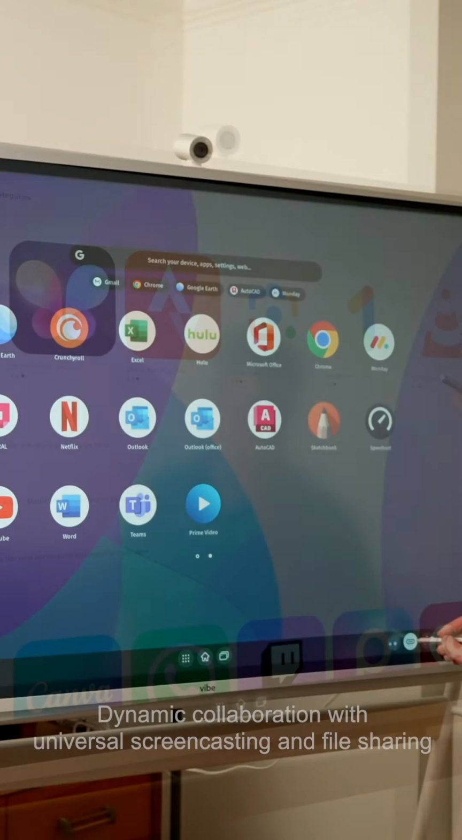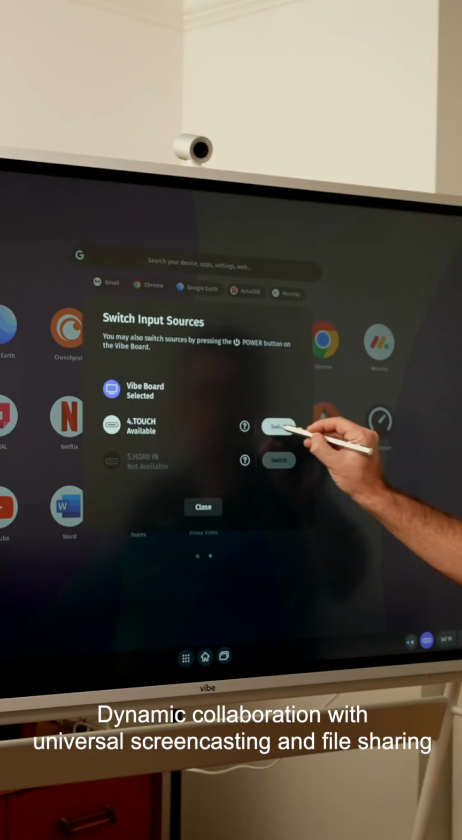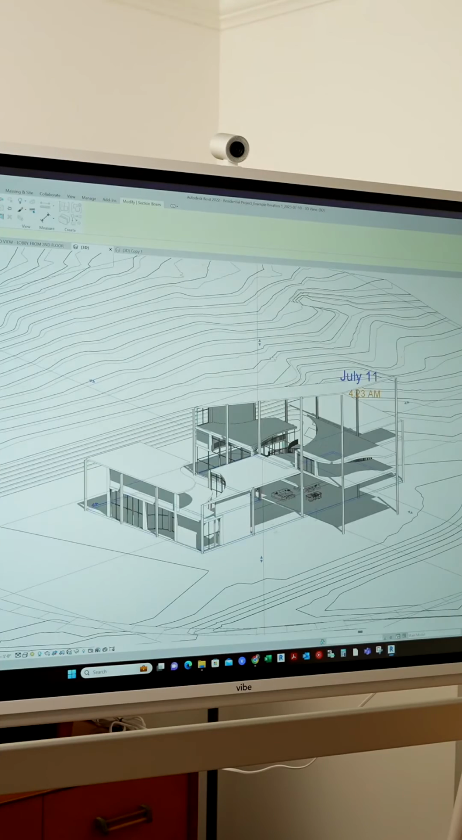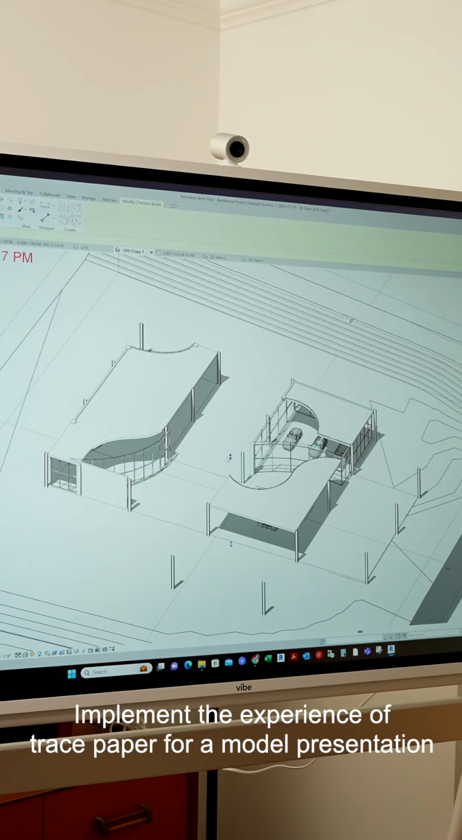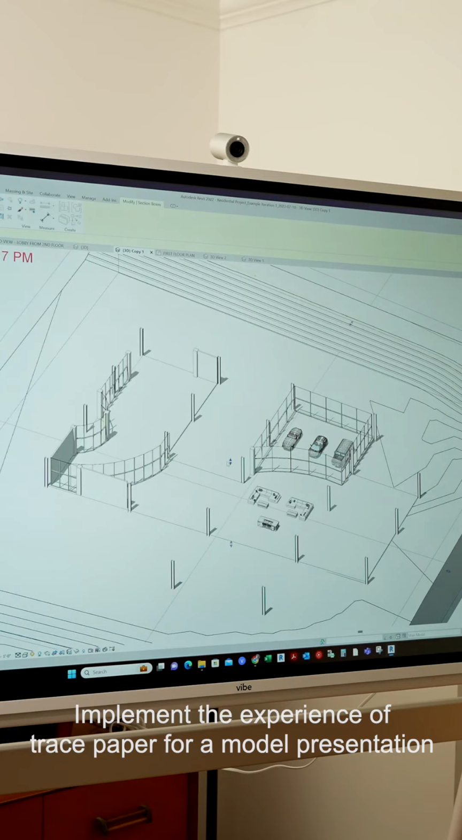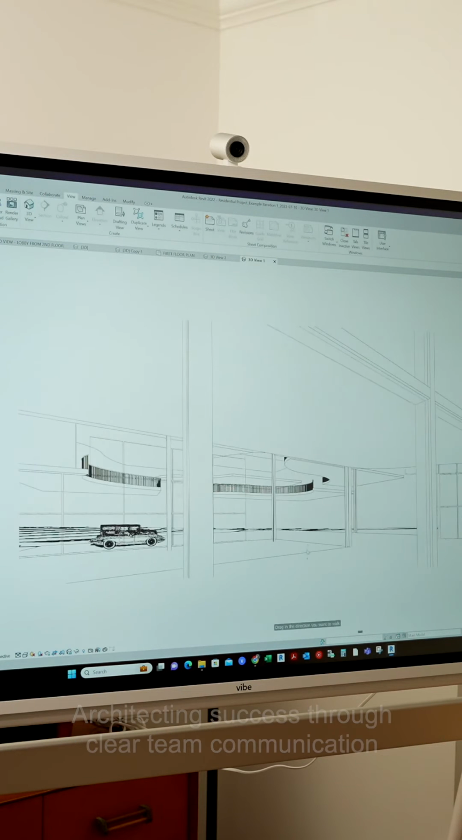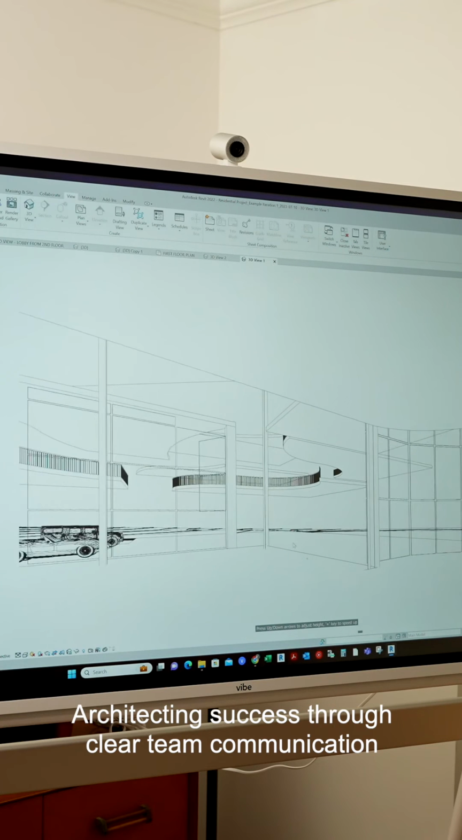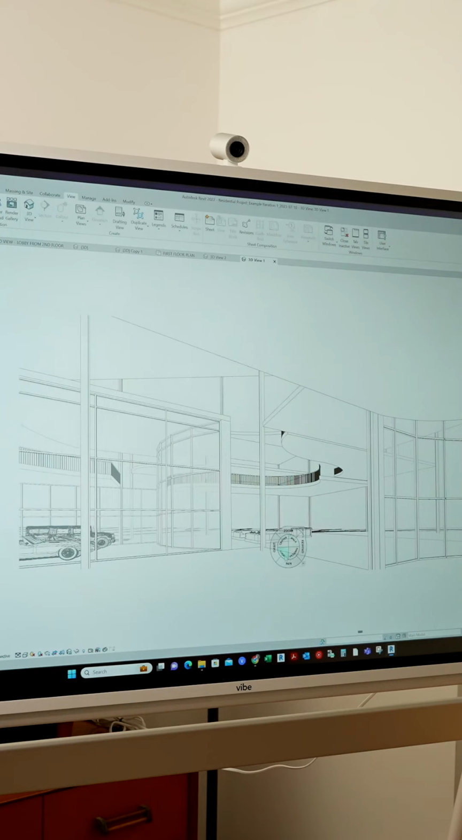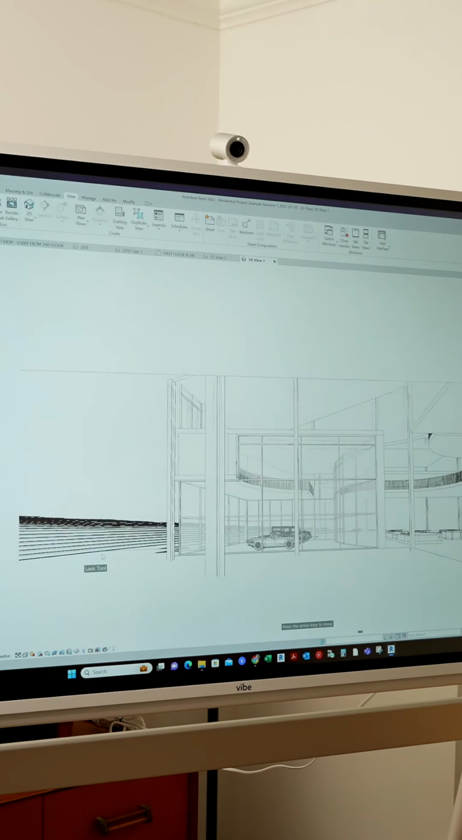Now let's unlock the real potential of this, which is connecting a computer over the touch input. My wife is able to take that Revit model and draw on it, essentially implementing trace paper, the experience of trace paper, because she is drawing on top of that model. She has the ability to instantly share that with the appropriate engineer or contractor, giving them information that is necessary, or other architects, to facilitate the task at hand.